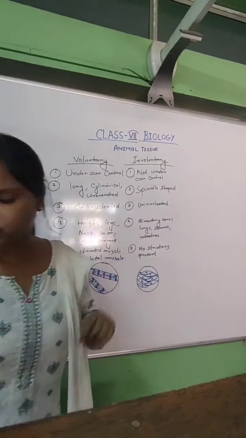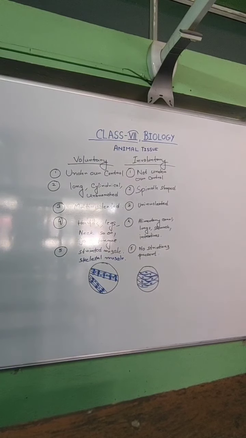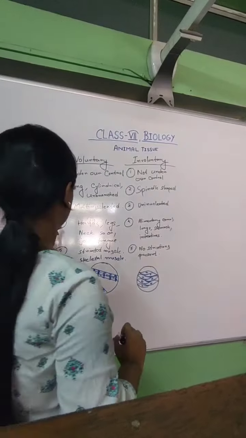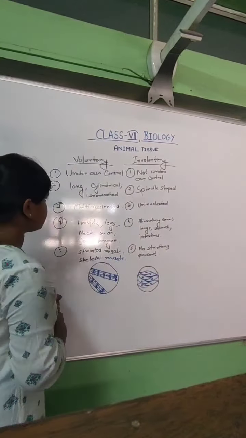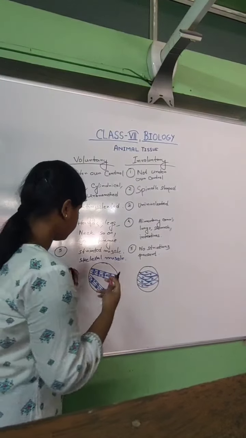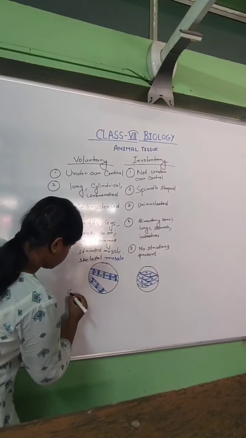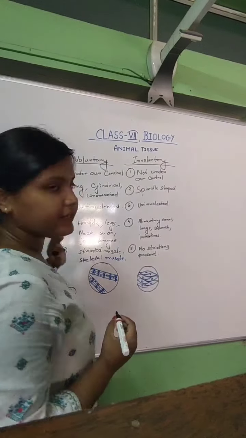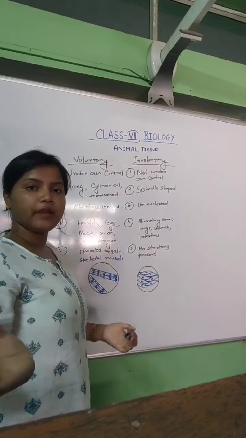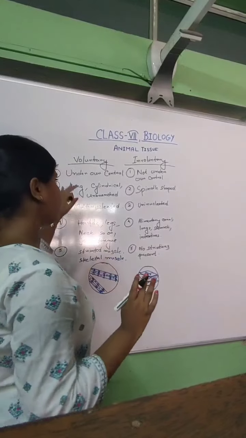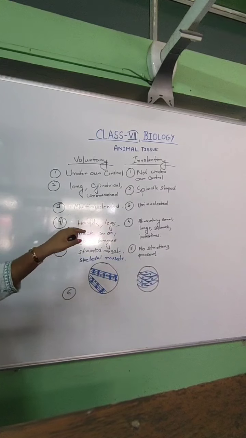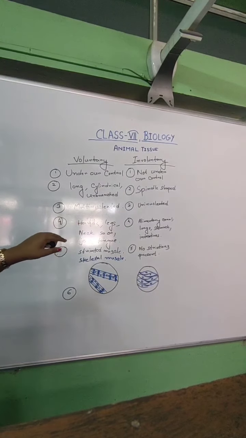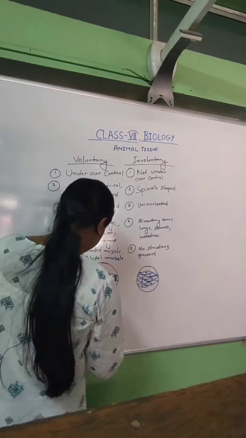Any point missed? Let me check once. Okay, the function. I missed the function. That is why I was thinking that I missed something. So voluntary muscles help in the movement of your body under your will. You can write that in this point also, that it helps the movement of the bones or of the body.